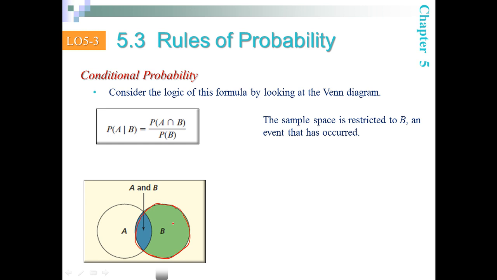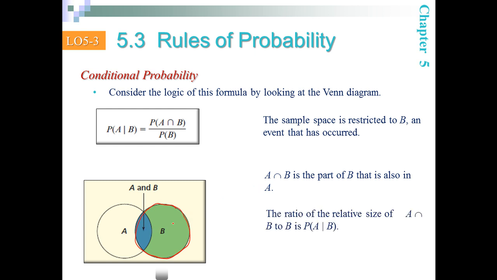So let me say that again. The sample space is now restricted to B. B is like the universe. That's all that's ever going to happen. The intersection of A and B is the part of B that also has A in it. So if I want to know the probability of A, it's going to have to happen when the intersection occurs. And so then the ratio of the relative size of A intersect B to B is that probability. So it turns out the law of complements still holds here as long as I condition on B.